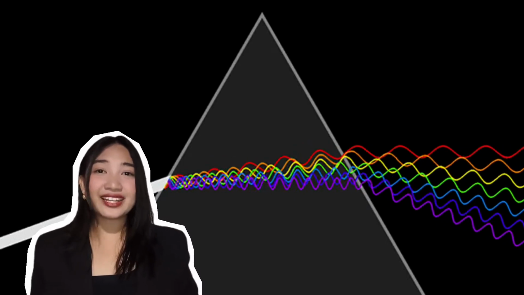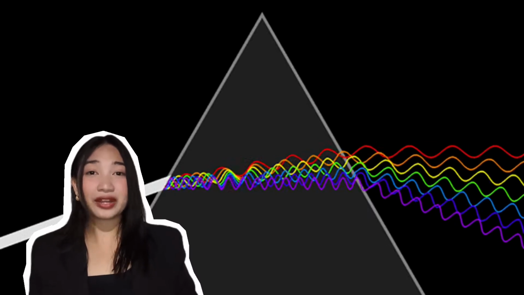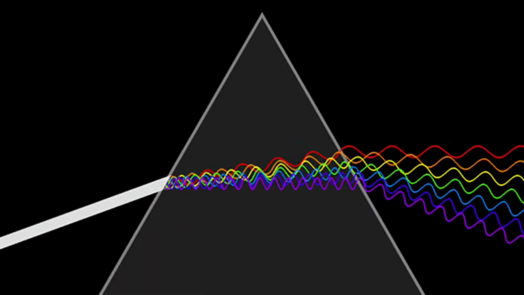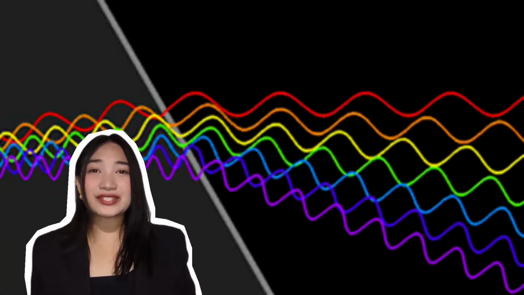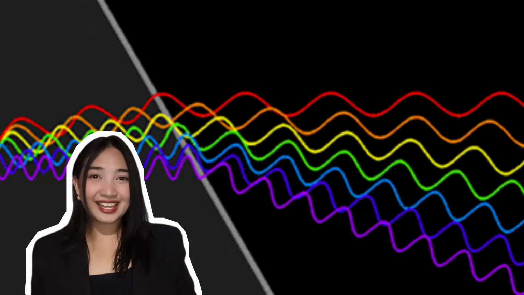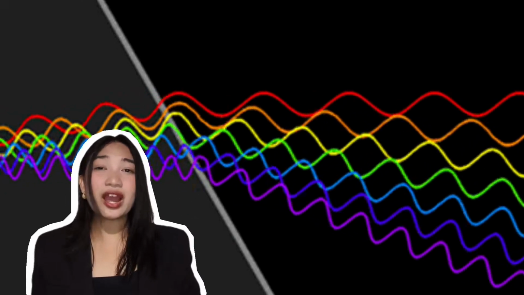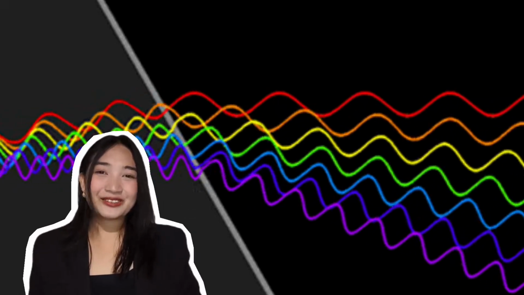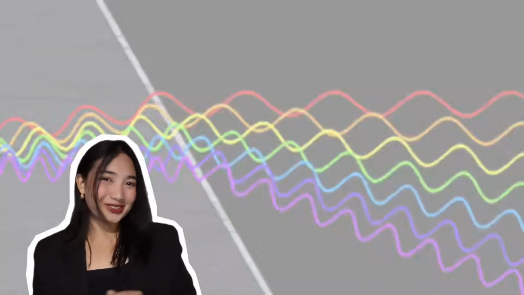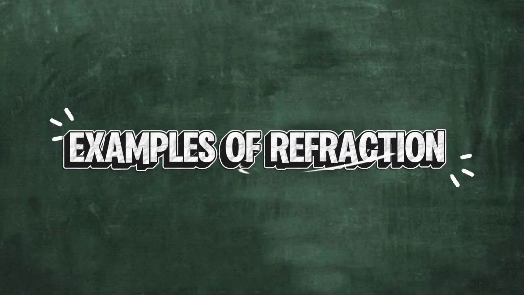Different colors bend at different angles because each color has a different wavelength. Violet bends more because it slows down more inside the glass. Red bends less because it keeps more of its speed. So if you guessed violet earlier, you were right. Let's go to the examples of refraction.